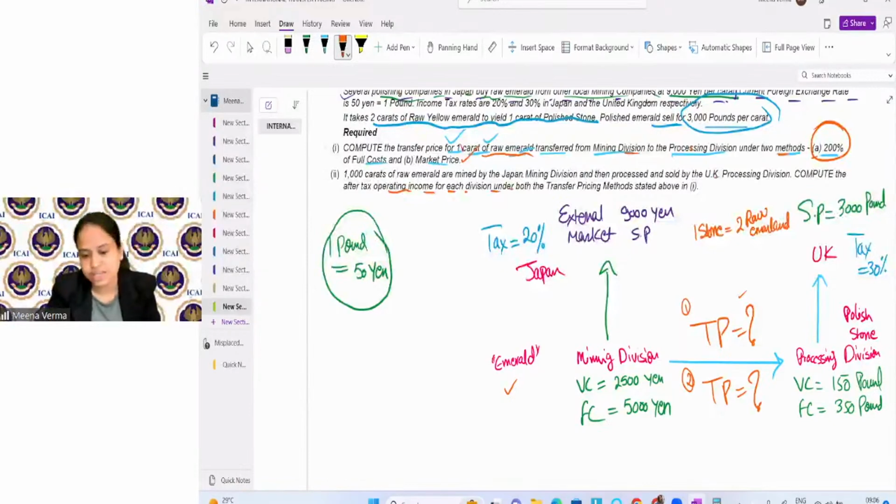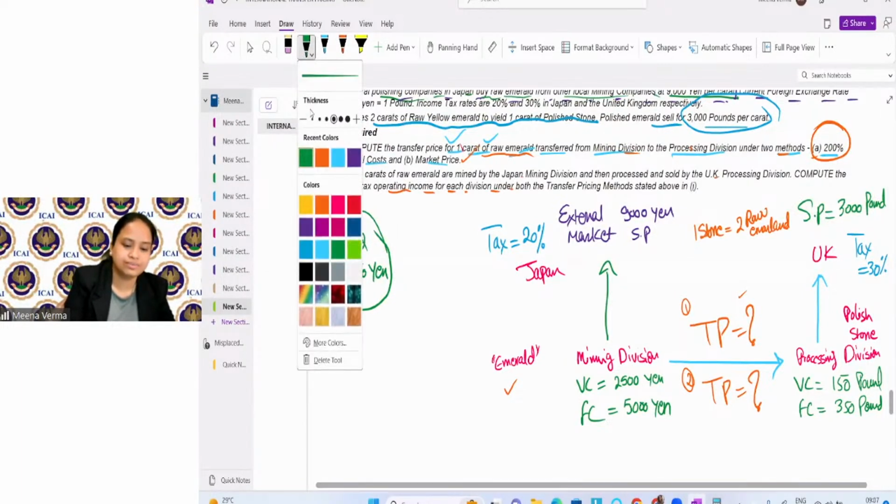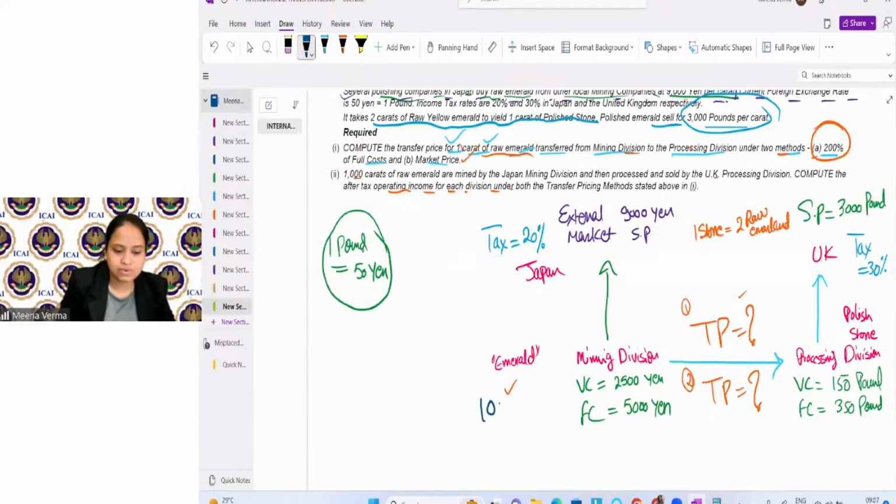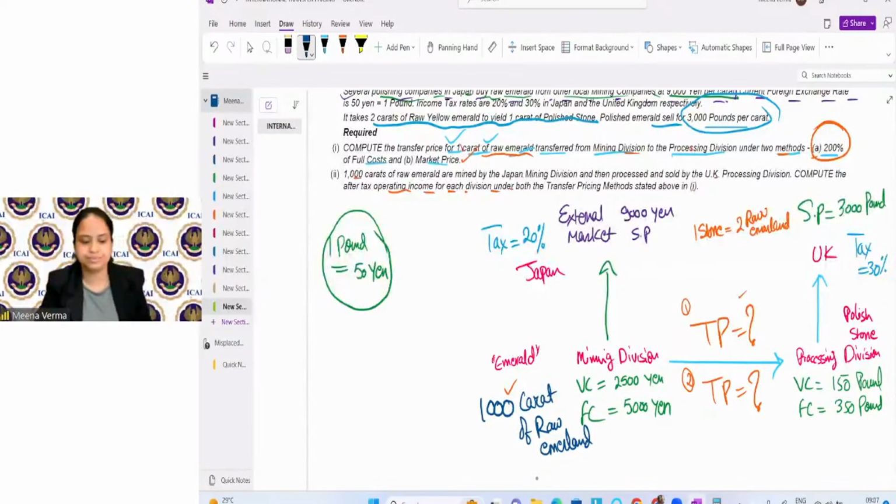So in the first case, they're asking you for transfer pricing, and in the second case, they're asking what the profit will be if they are transferring 1,000 carats of raw emerald. This is the scenario. Okay, this is the scenario.